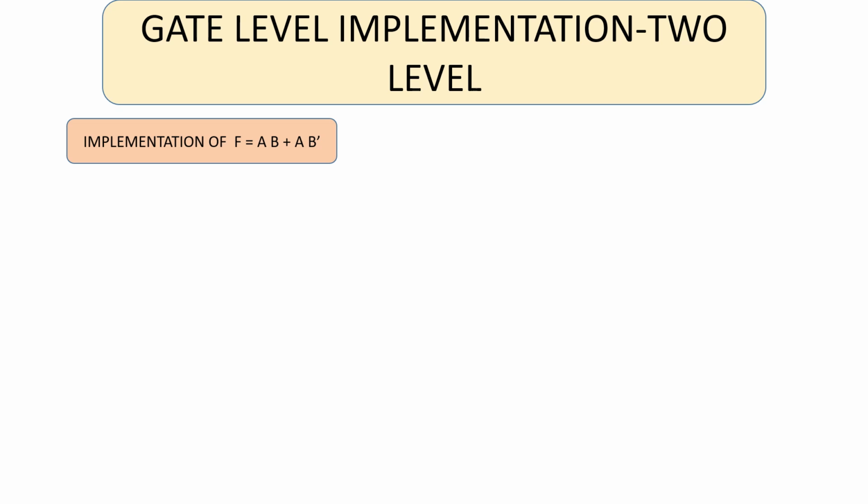Having seen the implementation of basic gates using the universal gates, we'll next see how functions can be realized using gates. The first example which has been taken is implementation of F is equal to AB plus AB bar. Here the realization is asked, but realization using a typical gate is not specified. So you can make use of any gate. Look at the expression again. F is equal to AB plus AB bar. The first term is a product term, so an AND gate can be made use of. The second term is again a product term, so again you can make use of an AND gate, and the two product terms should be ORed.